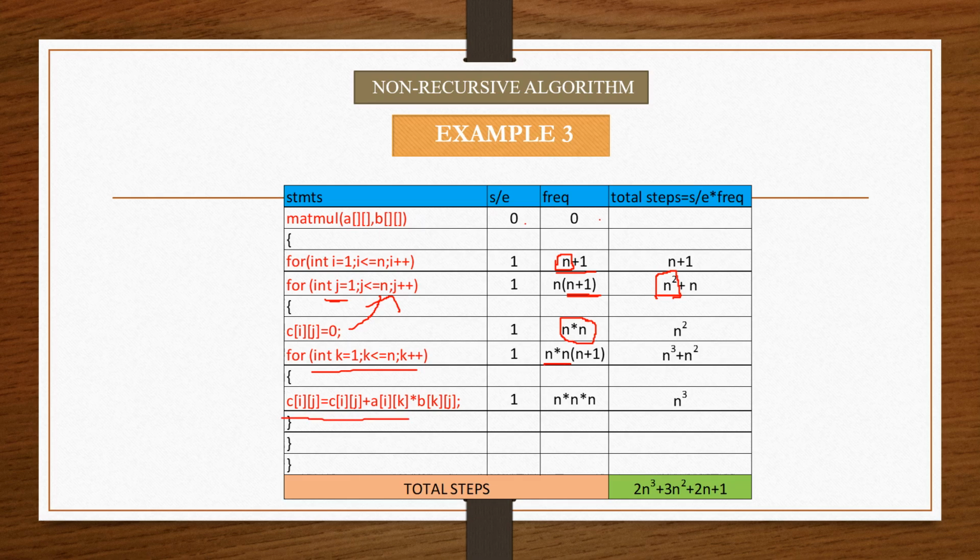And this is the statement which is inside this loop. So whenever this loop is true, this statement will execute. The true part is given by n cube. So that is why this statement is executed n cube times. So the multiplication of these two will be n cube. The summation of all these will be 2n cube plus 3n square plus 2n plus 1. We need to take the higher degree of n, and that is why it is order of n cube.